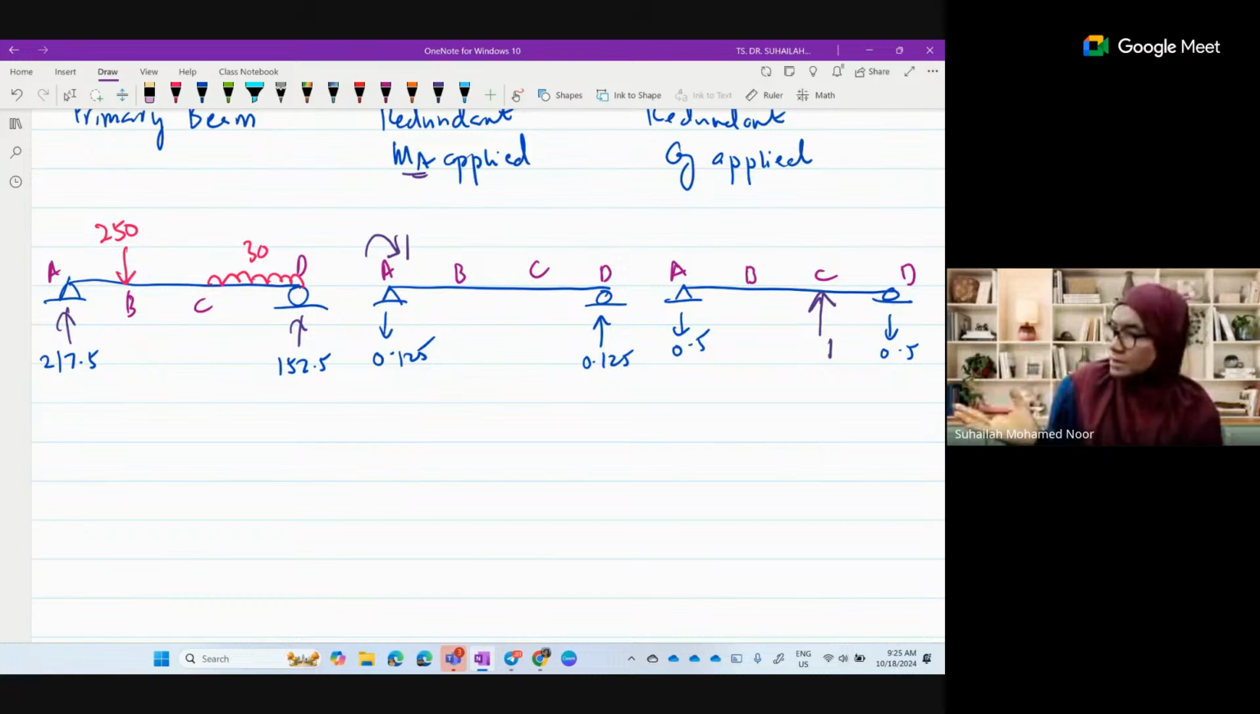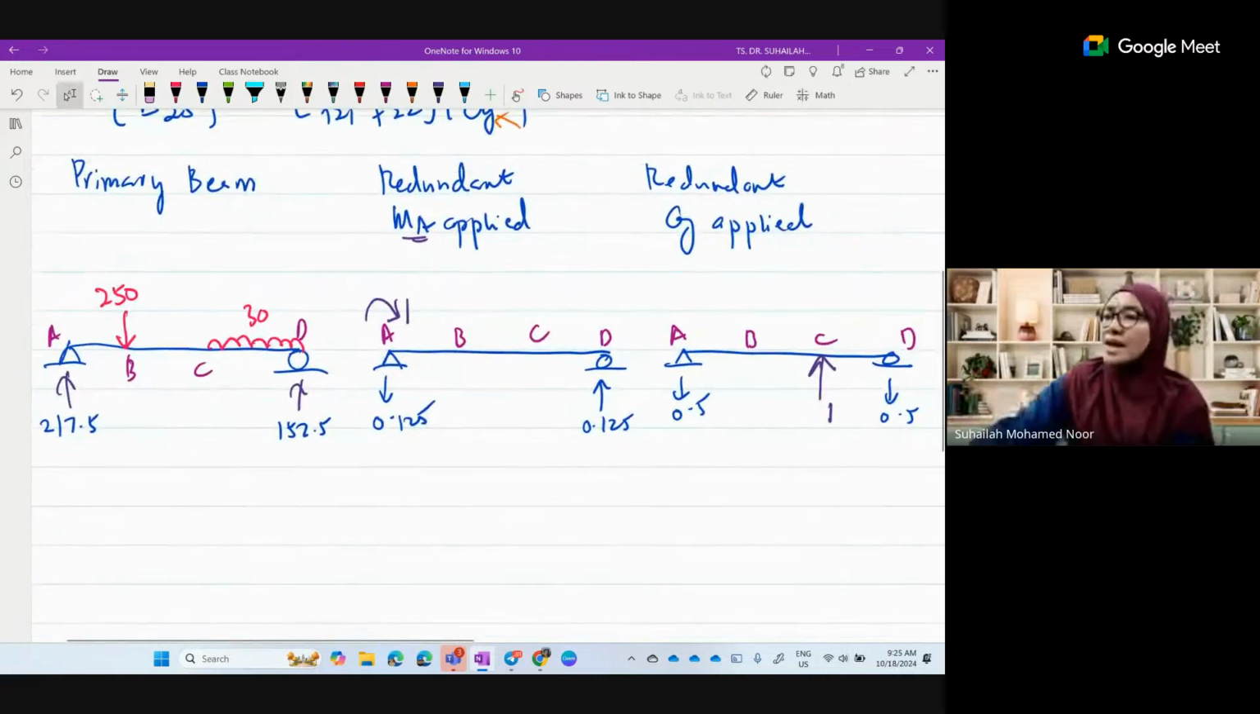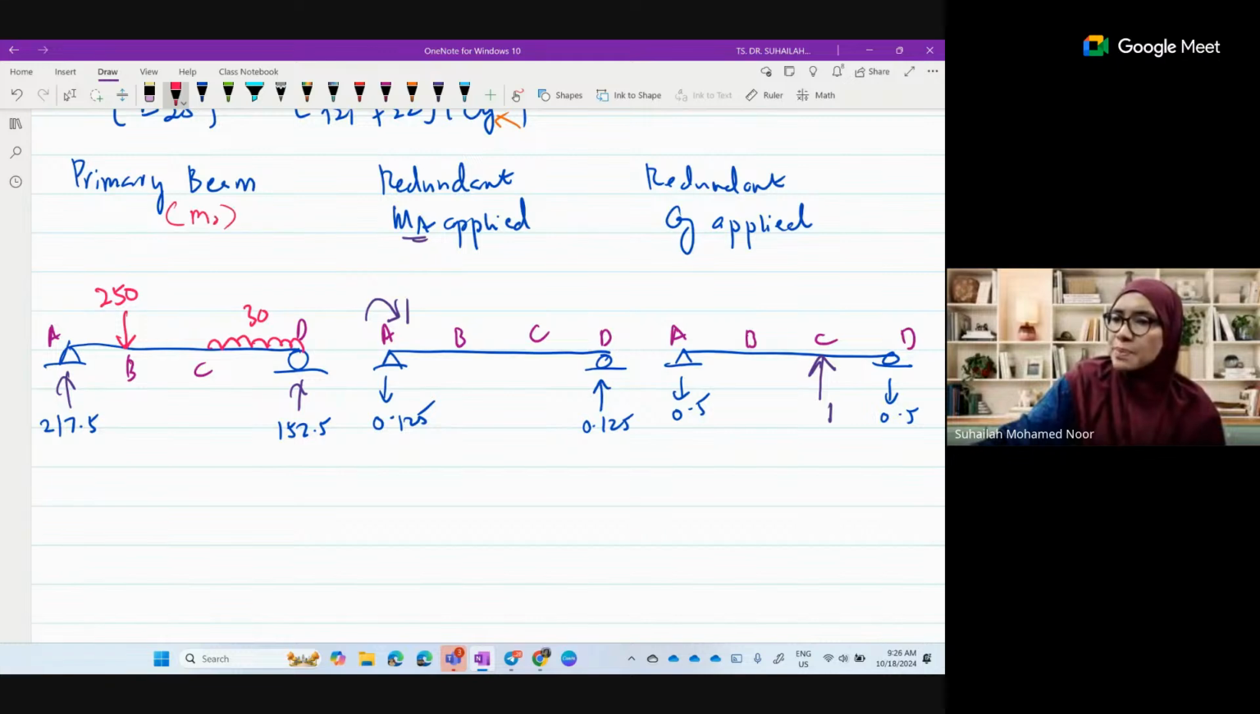Okay, now kita ada 3 sistem. So from these 3 system lah kita akan dapat 3 moment equation. 3 moment equation ni, primary beam M0, redundant MA applied is M1, redundant CY applied is M2. Nampak tak dia macam ikut flow. Not 1, 2, 0, 1, 2. Nampak? Okay, M0, M1, M2.